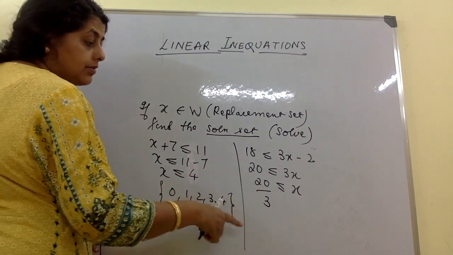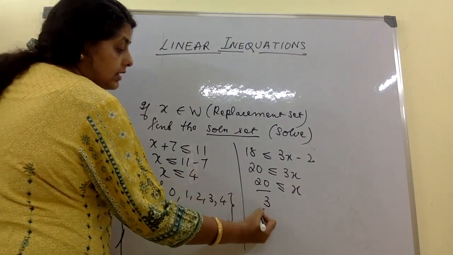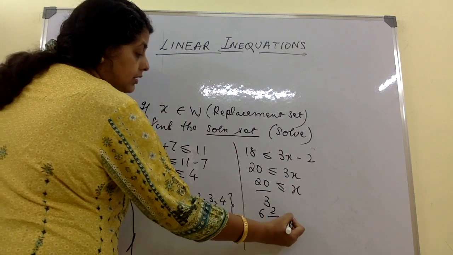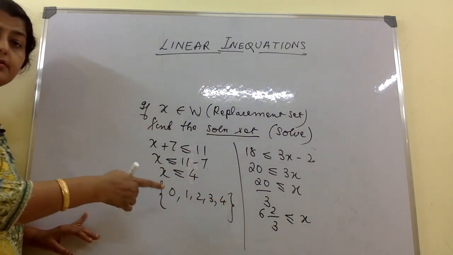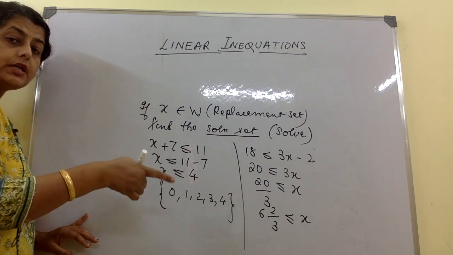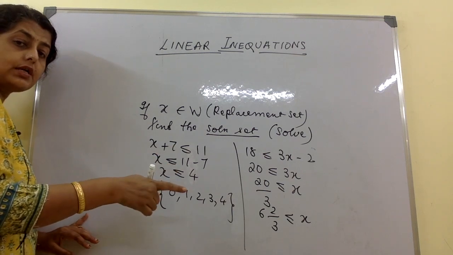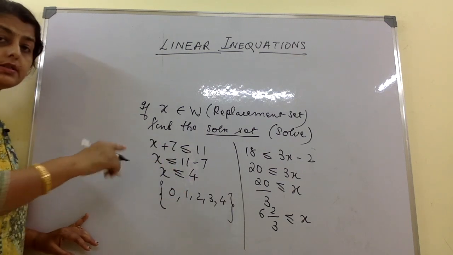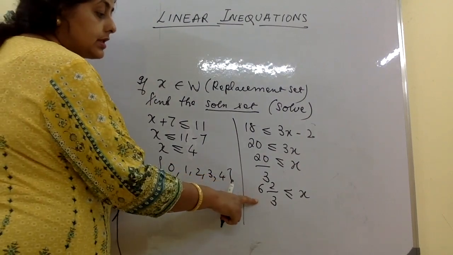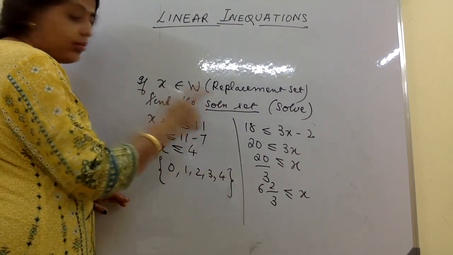That means 20 by 3 is how much? 6 and 2 by 3, right? x is greater than or equal to 6 2/3. Okay, now I need to write my solution set for this. So what is my solution set for this, keeping in mind that they are whole numbers?